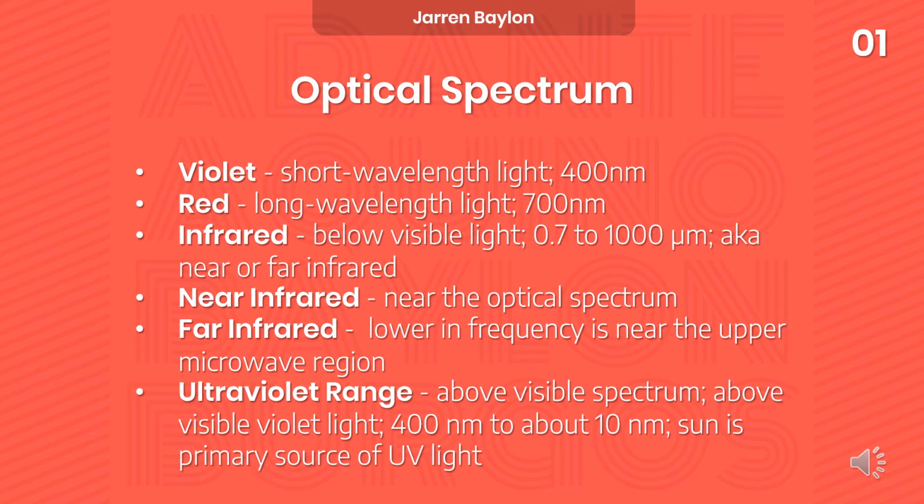The near infrared is near the optical spectrum, while the far infrared is lower in frequency and is close to the upper microwave region. Lastly, the ultraviolet range. This is above the visible spectrum, above visible violet light, and is approximately 400 nanometers to about 10 nanometers. Now, the sun is a primary source of UV light.